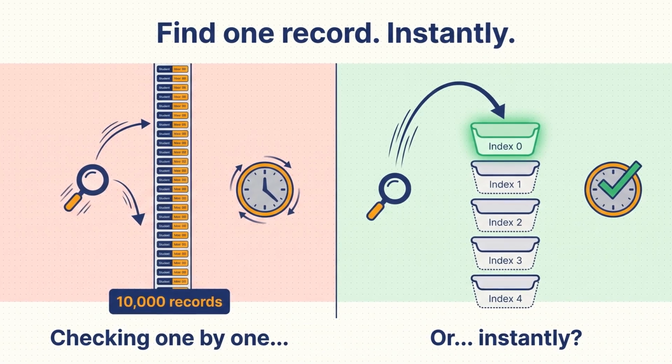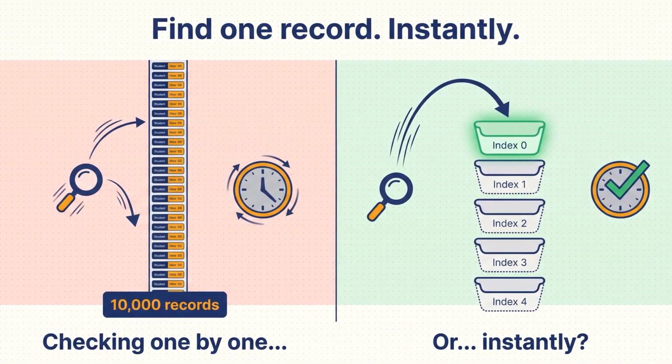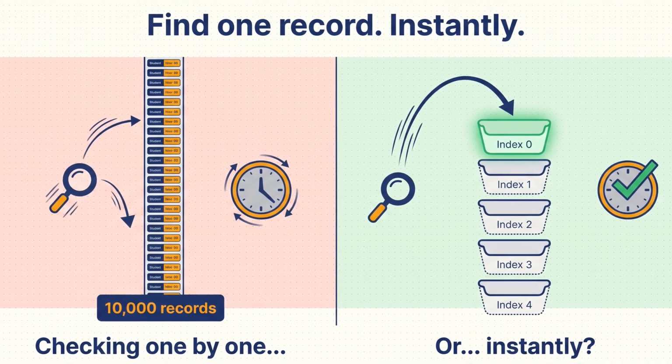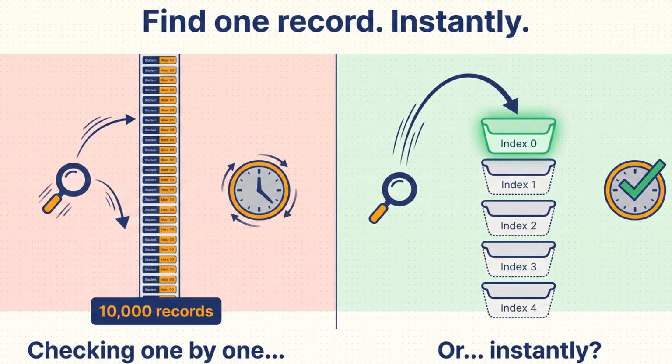Imagine you have 10,000 student names and their marks. Now you need one student's marks right now. Would you really check every record one by one? There's a data structure that finds it almost instantly, no matter how big the list gets. It's called a hash map, and by the end of this video, you'll know exactly how it works.